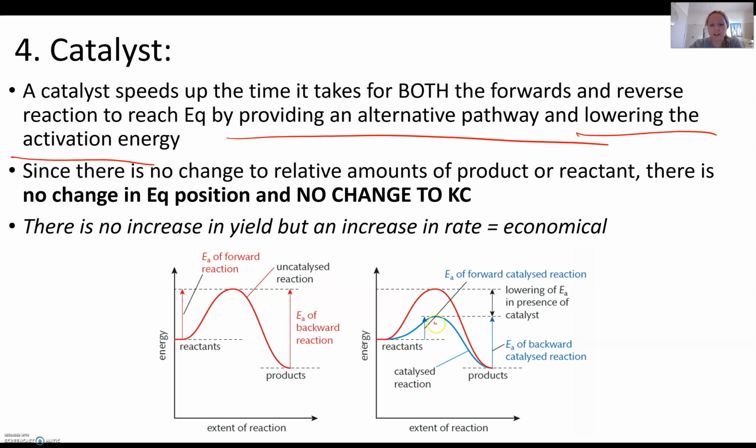Because it lowers the activation energy, so you can see here this is with a catalyst and without a catalyst, it actually has no change to the reactants or products. They stay as they are, and therefore there's no change to the Kc. So the only thing that a catalyst does is increase the rate, which is beneficial purely on an economic basis if you're making something.